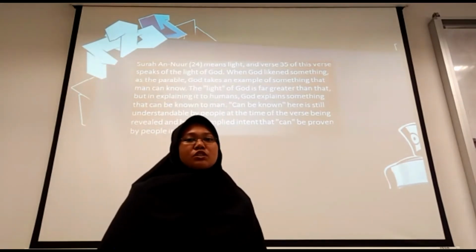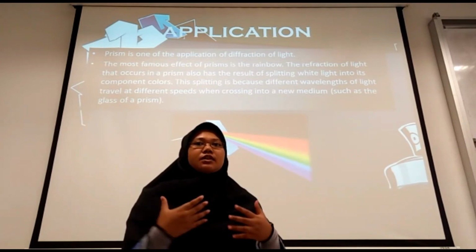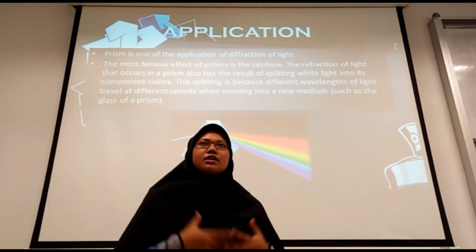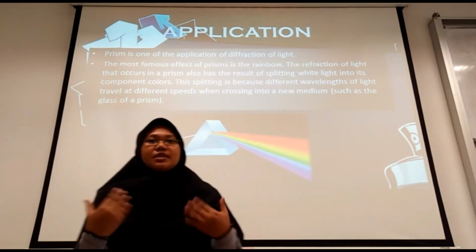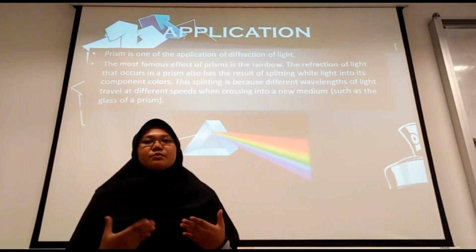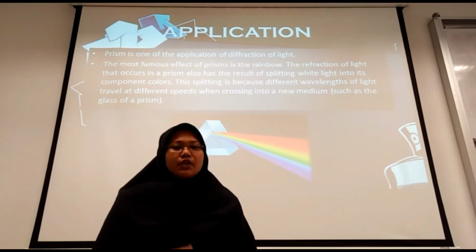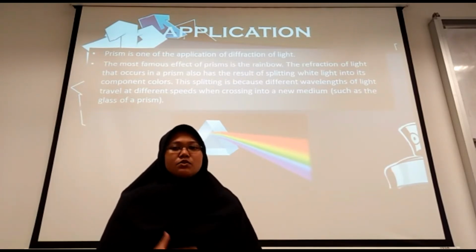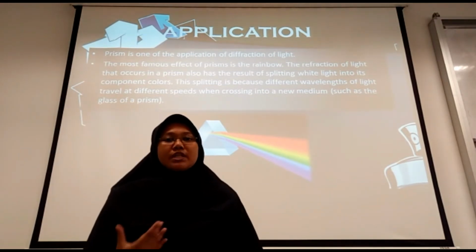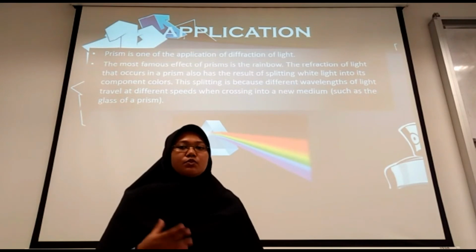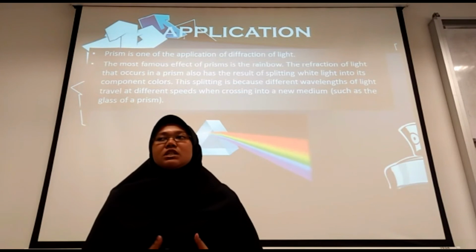As for applications in this world, one of them is the prism. The prism is a block of glass that is capable of refracting light that passes through it. One of the famous effects of a prism is the rainbow. The refraction of light in a prism also has the result of splitting white light into its component colors. This splitting is because different wavelengths of light travel at different speeds when crossing into a new medium, such as the glass of a prism.